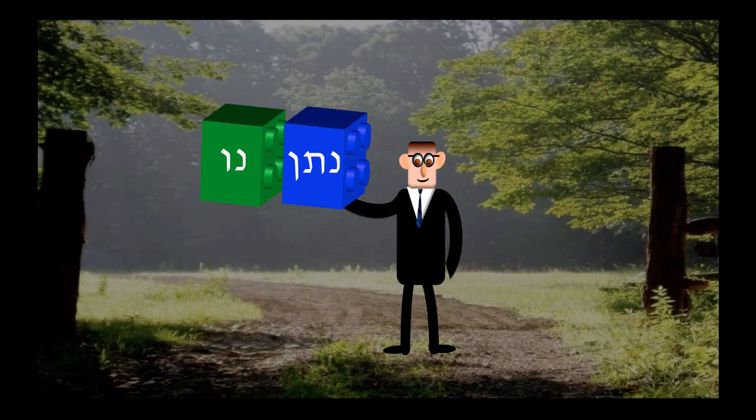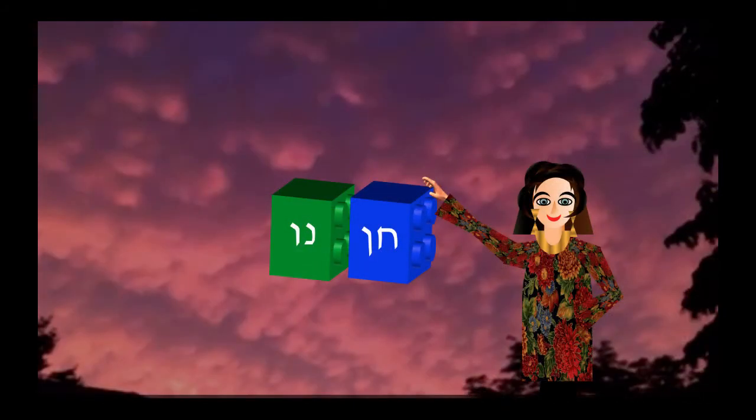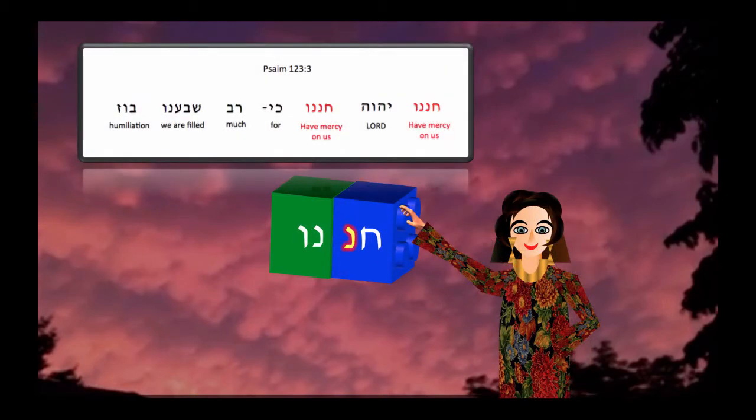And you were able to do the same thing with Nathan's name. And again, we have a change there with the end letter. And it means "given us." And of course, we had it with Hannah's word here. It's just so nice to have this one word that means "have mercy on us." And we also had to change the end letter there.